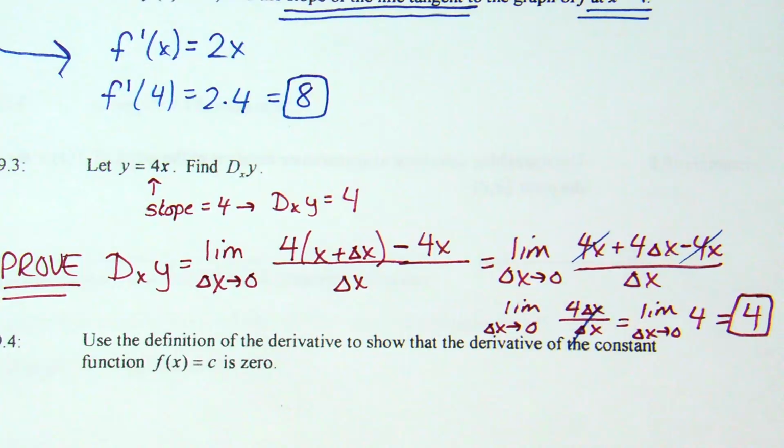Okay, example 4. Use the definition of derivative to show that the derivative of the constant function, f of x equals c, is 0.